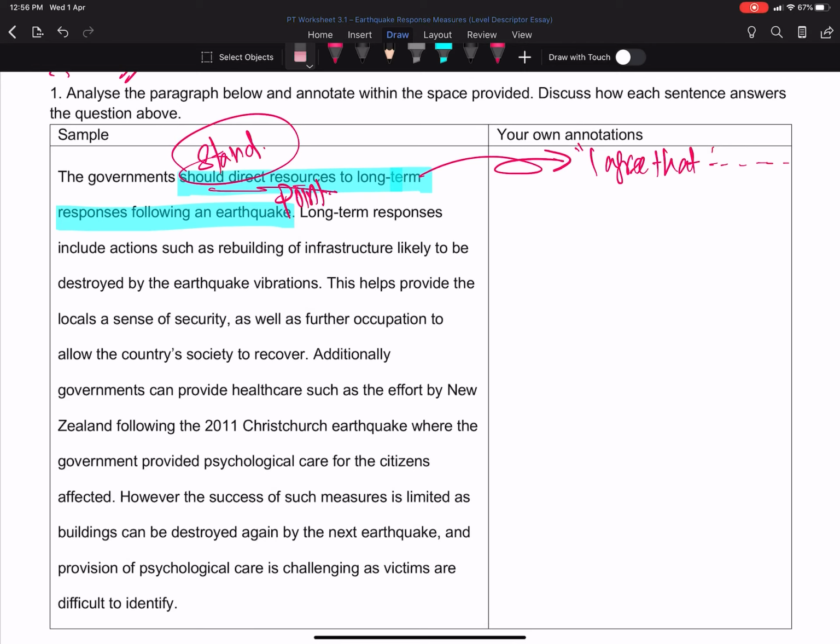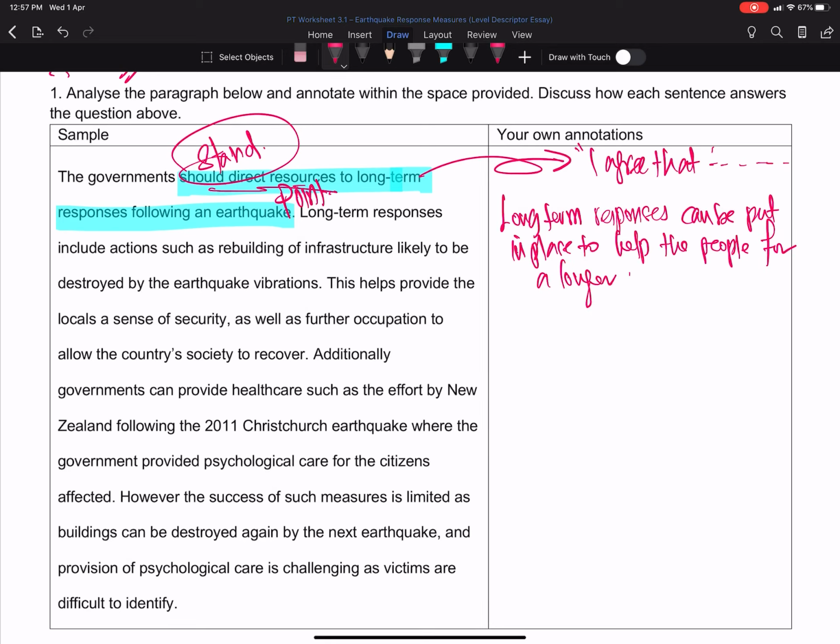Ilan, what do you think? What is a long-term response? Yeah, sure. So you can help people for a longer period of time. Yeah? So I would say that to be my first point instead. Long-term responses. I could say that as my topic sentence instead.